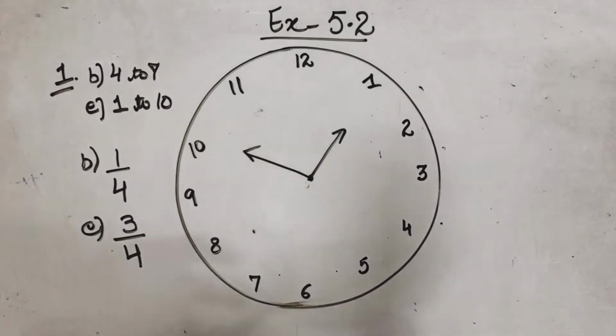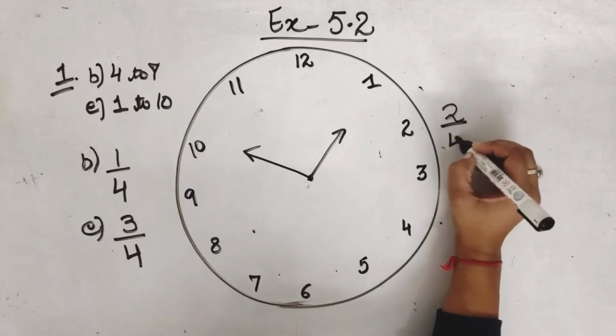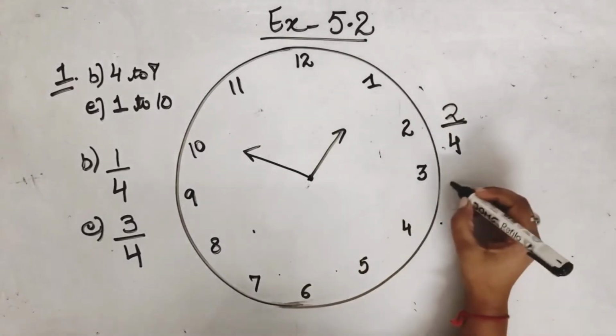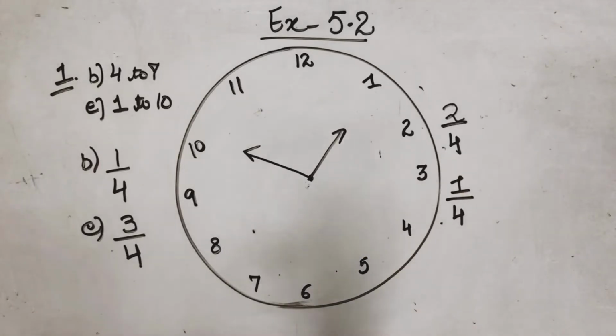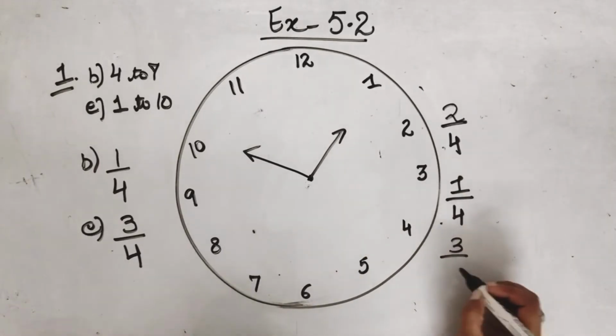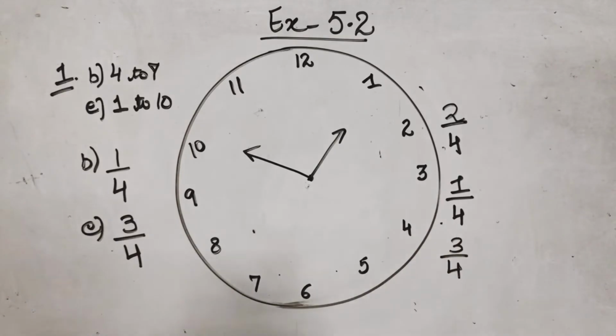3/4. If you have 2 right angles, fraction will be 2/4. If you have 1 right angle, fraction will be 1/4. If you have 3 right angles, fraction will be 3/4.